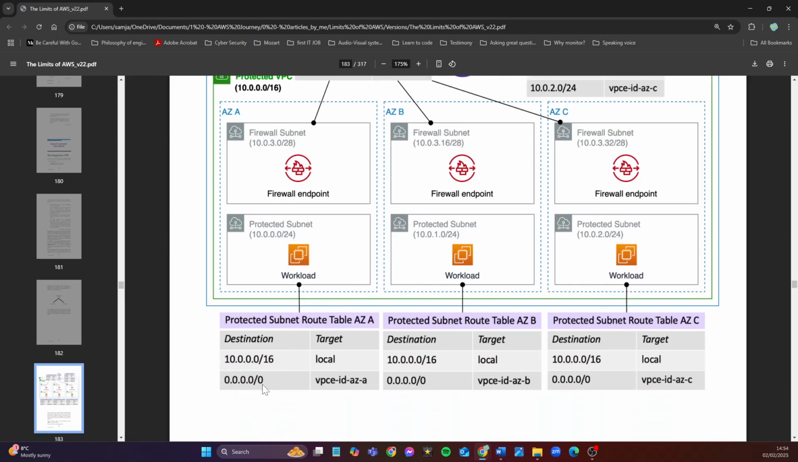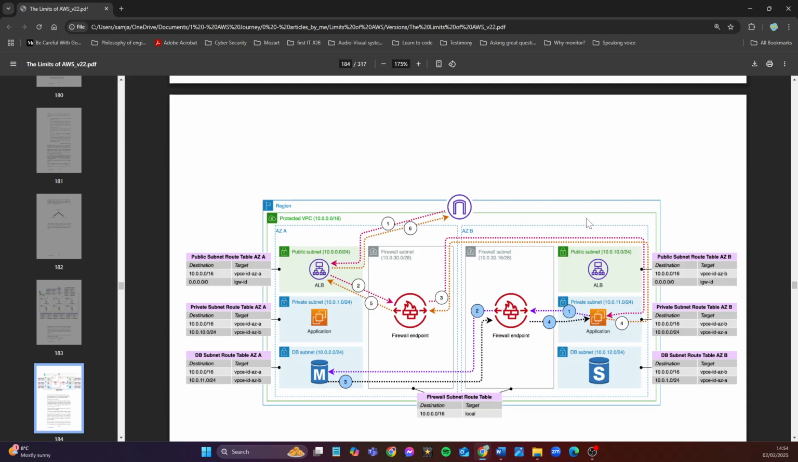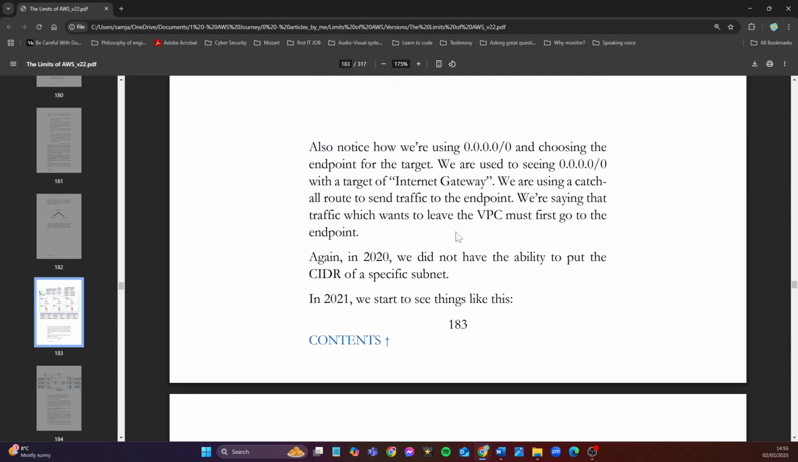Here we want our workloads to have destination all zeros and the target be the endpoint ID for availability zone A. Okay. We are using a catch-all route to send traffic to the endpoint. We're saying that traffic which wants to leave the VPC must first go to the endpoint.